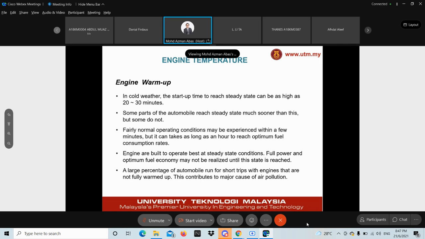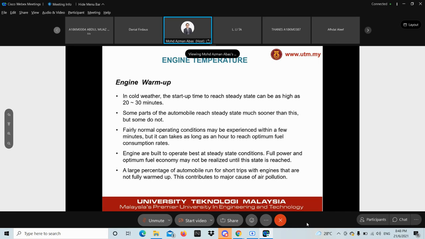Okay, so fairly normal operating temperatures may be experienced within a few minutes, but it can take as long as an hour to reach optimum fuel consumption rates. Okay, engines are built to operate best at steady state conditions. Full power and optimum fuel economy may not be realized until this state is reached. You can never achieve full power or optimum fuel economy unless the temperature of your components reaches its desired operating temperature.